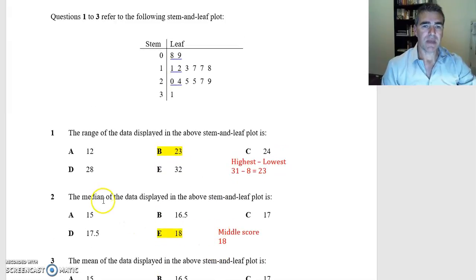If we have a look for the median, remember we cross off our highest and lowest, then our next highest and lowest, and we keep going till we get one in the middle, which in this case is 18. So our answer is E.